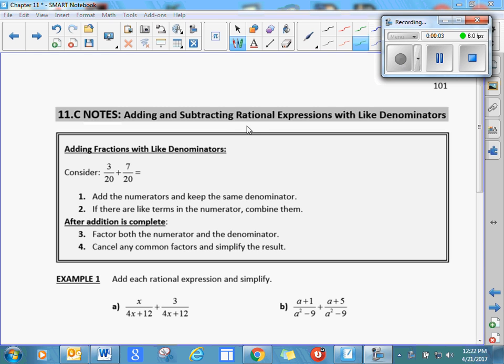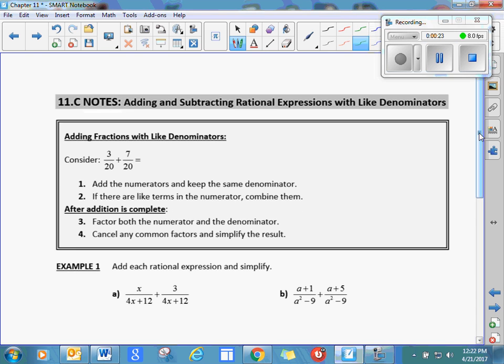We're moving on. We're on 11C now, closing in on the end of the workbook. Pretty cool. Page 101 in your notebooks, and we're going to talk about adding and subtracting these rational expressions in fraction form. First we'll start with the fraction rational expressions that have like denominators.